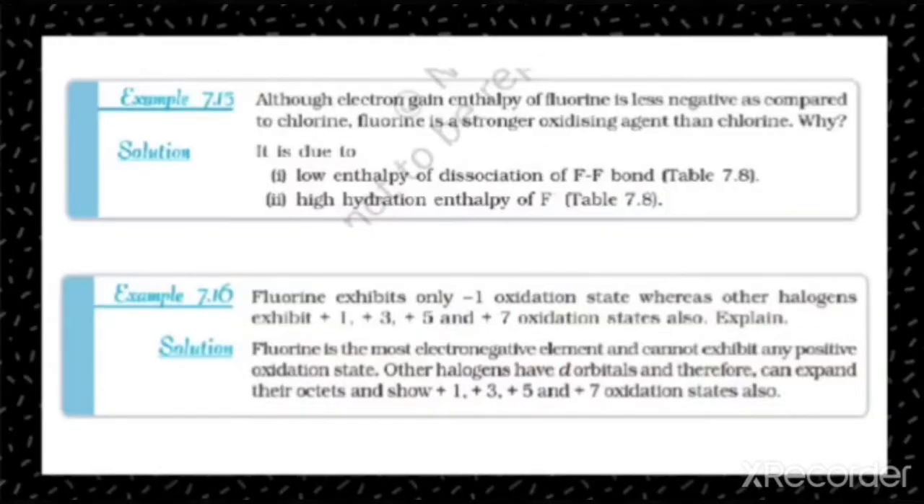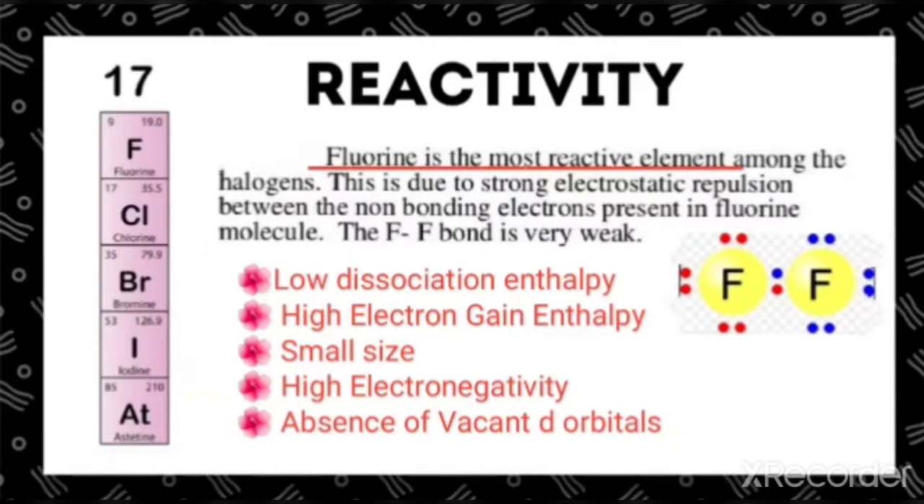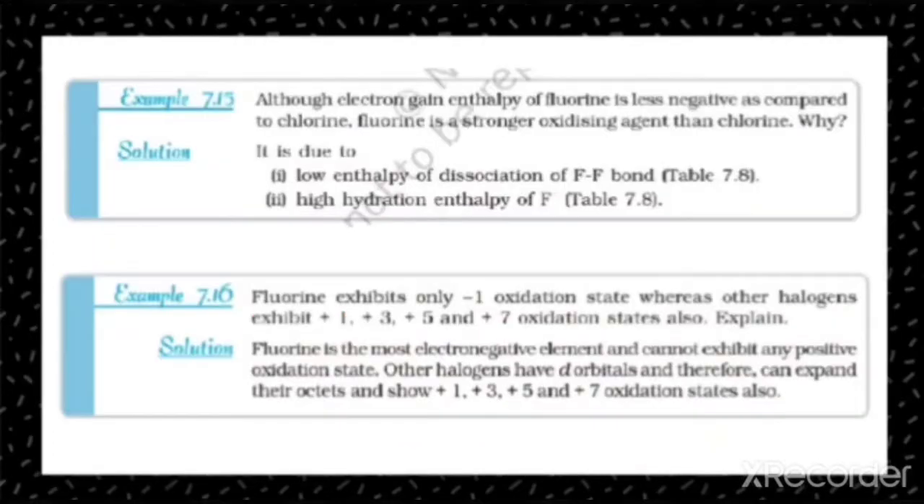That is due to the absence of vacant d orbitals, so fluorine cannot expand its octet. That is the correct reason for this question. And because of high electronegativity, these 2 points are the correct reason for this question. From the 5 points we have already discussed, the correct reasons for that question are the absence of vacant d orbitals, high electronegativity, and small size. So these points are the correct reason for question number 7.16.